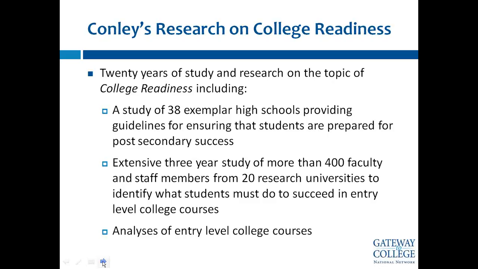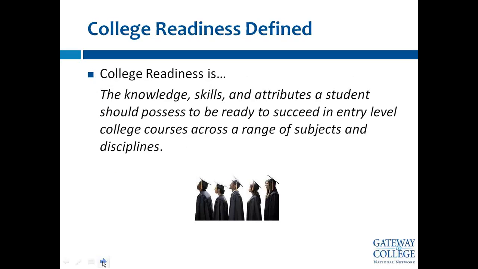So to talk a little bit about Conley's research on this topic, he has spent about 20 years researching college readiness, and some of the ways that he has done this is doing a study of 38 high schools, and these particular high schools were considered exemplars. They were providing exceptional support for students in preparing them for post-secondary education. In addition to that, we'll be looking at information that is reflective of a 3-year study of more than 400 faculty and staff members from 20 research universities around the country. And in addition to that, he also used an analysis of college entry courses in order to determine the information that we'll be talking about today.